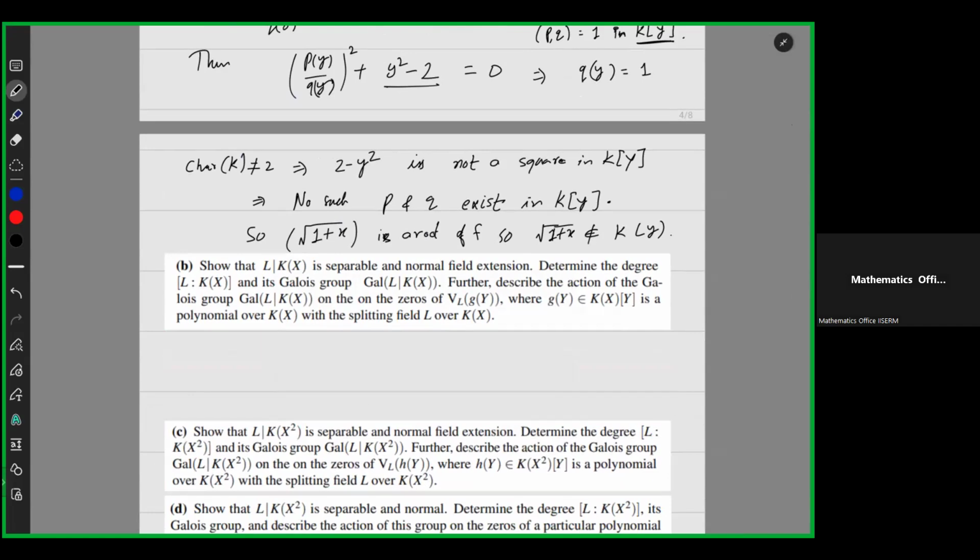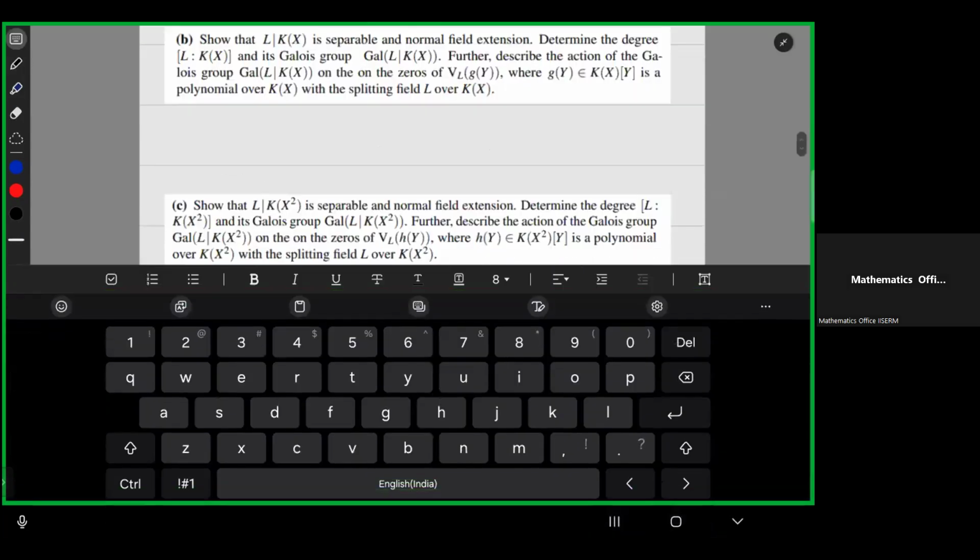L over k(x) be a normal and separable field extension. Determine the degree of field extension L over k(x). So first we have to show that this is a separable and normal field extension. Okay, so first of all, let me write this diagram first. What are the involved fields?